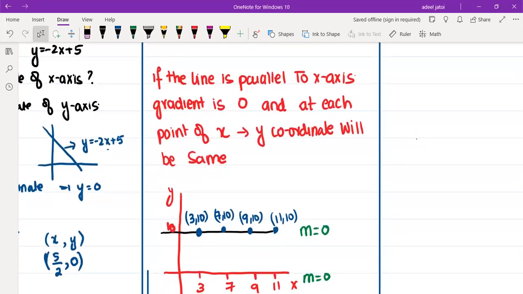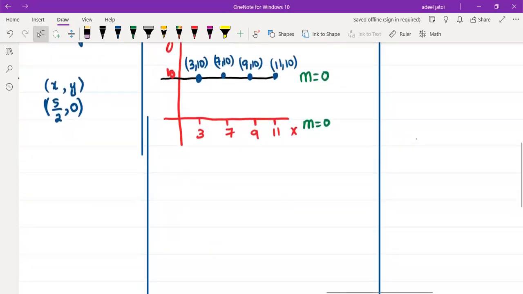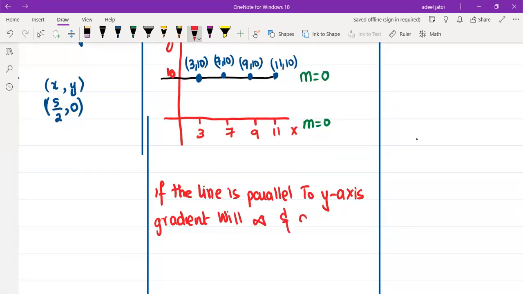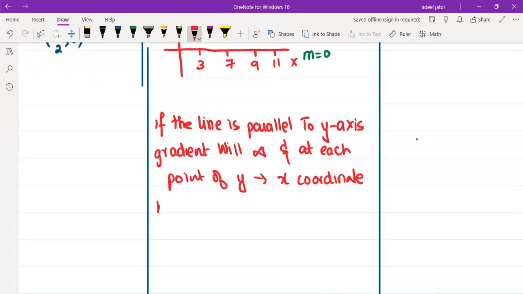Now, there is another concept: if the line is parallel to the y-axis, gradient will be infinity. And at each point of y, the x coordinate will be the same.